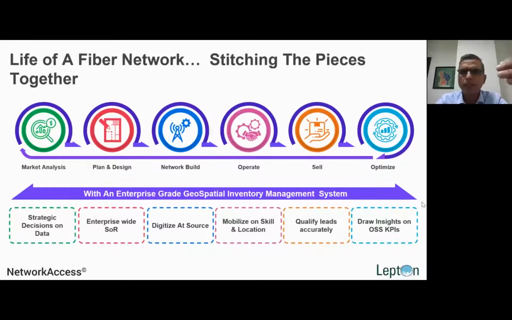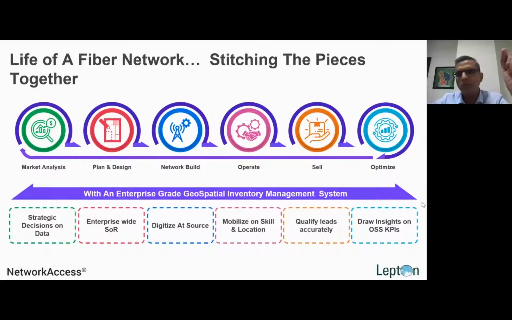And in the network build, the single most important factor is the ability to digitize at the source, the ability to give the power to your field engineers to record the changes that they are making and synchronize them. So both things, your GIS system and the field updates, sync hand in hand, and you avoid those situations which you typically get into while selling the network.